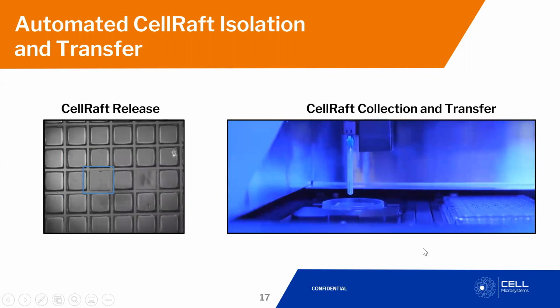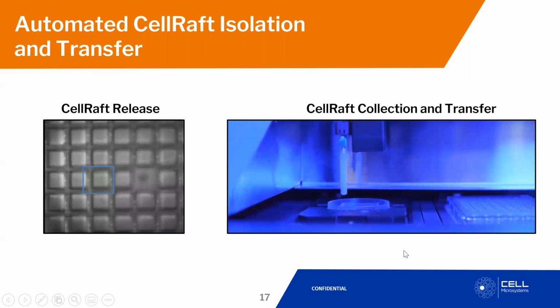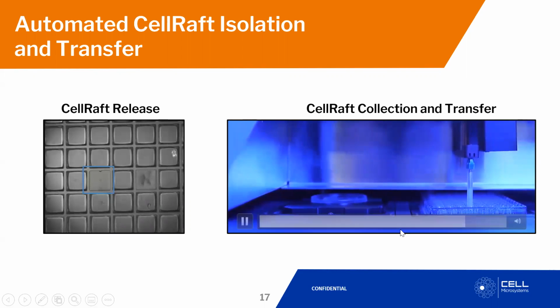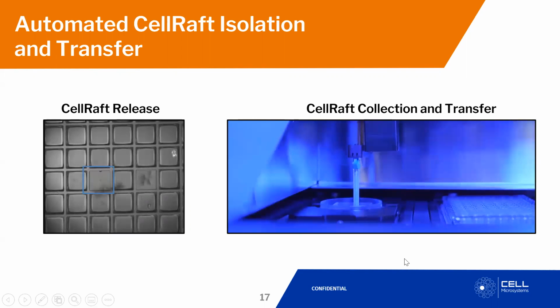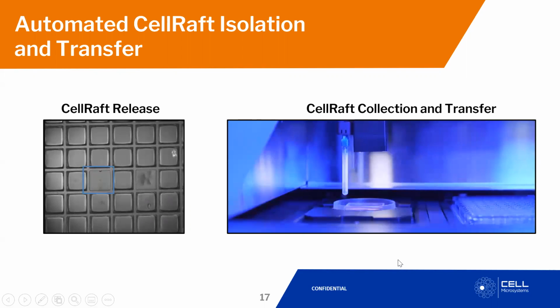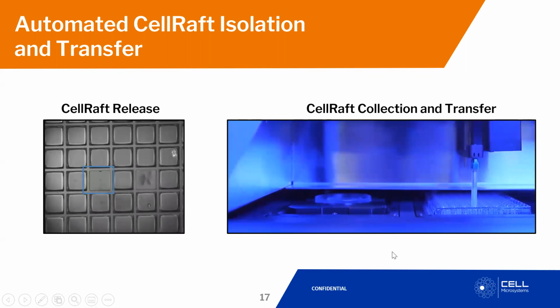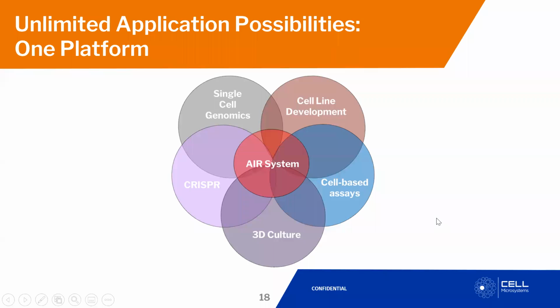So I like to compare this to popping an ice cube out of an ice cube tray rather than melting the ice cube, for example, like you would with the flow sorter. It's incredibly gentle, very efficient, and your cells never have to see trypsin again once they have been plated on the array.